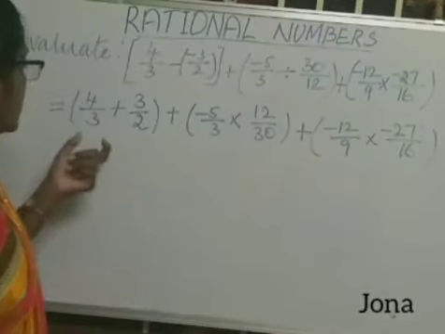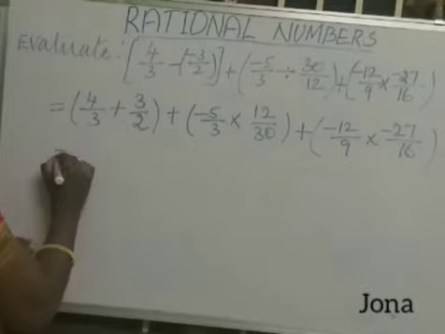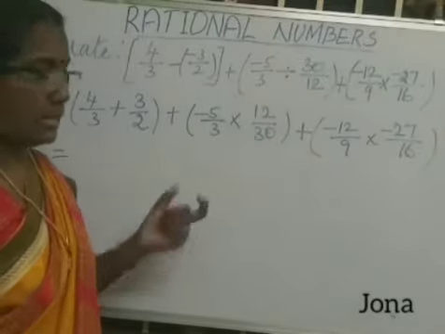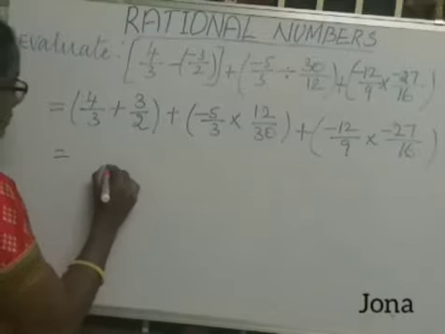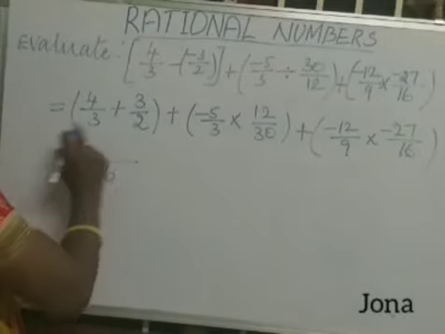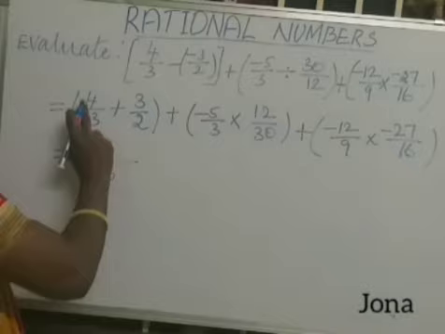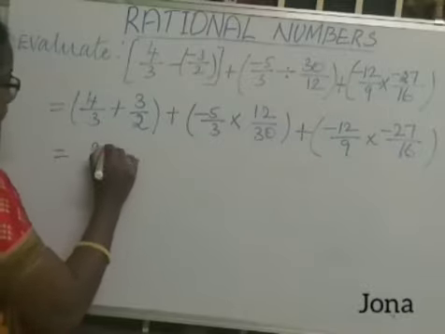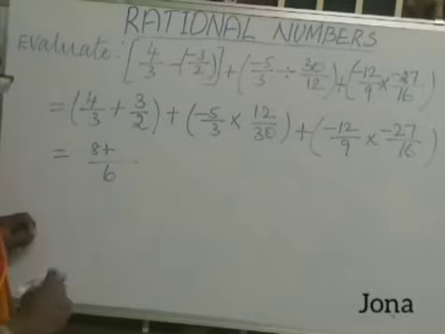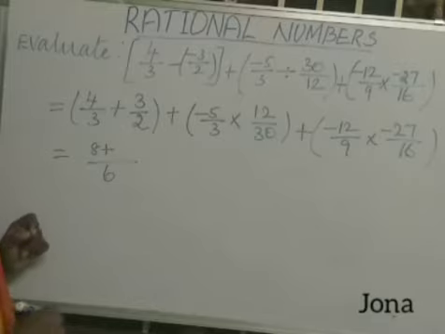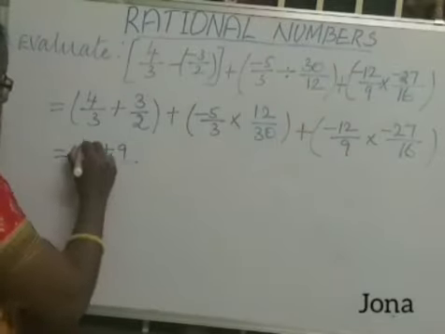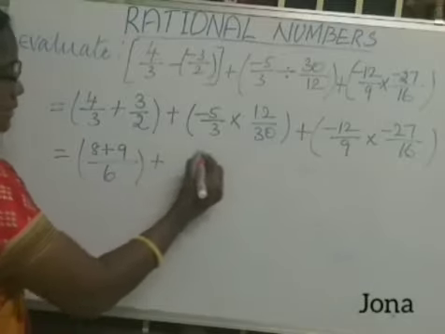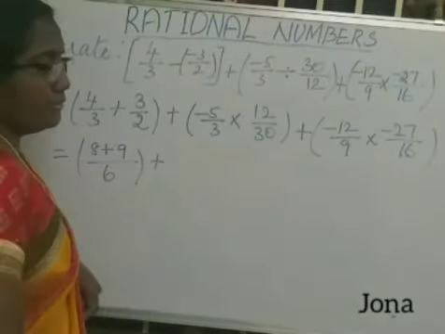Okay. Now we can simplify the brackets. Here different denominators are there, so we have to take the LCM for this. So this LCM is nothing but 6. So in 6, how many 3s are there? 2 times. So 2 4s are 8. Plus, in 6, how many 2s are there? 3 times. So 3 into 3, 9. That is the first bracket. Plus, now look at here, 3 and 30 we have there.